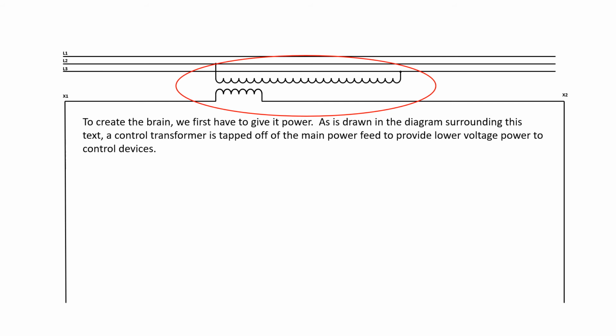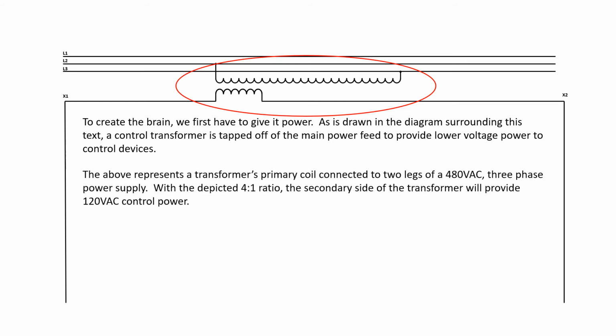As is drawn in the diagram surrounding this text, a control transformer is tapped off of the main power feed to provide lower voltage power to control devices. The above represents a transformer's primary coil connected to two legs of a 480 volt three-phase power supply. With the depicted 4:1 ratio, the secondary side of the transformer will provide 120 volts control power.